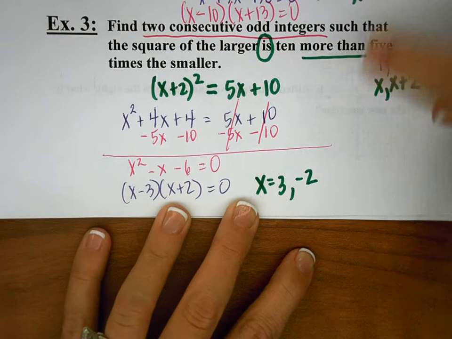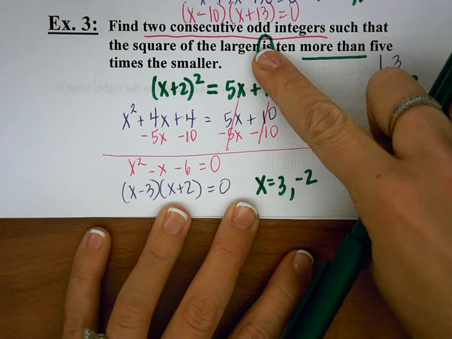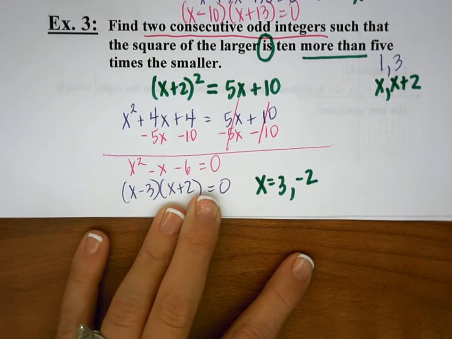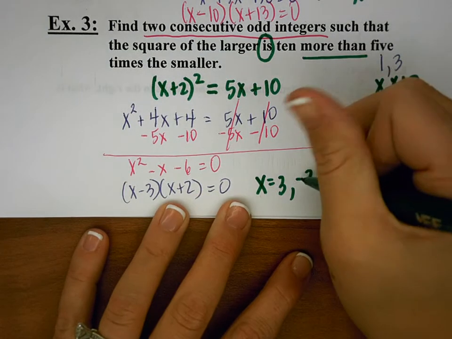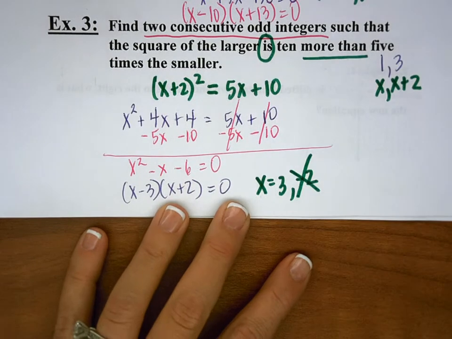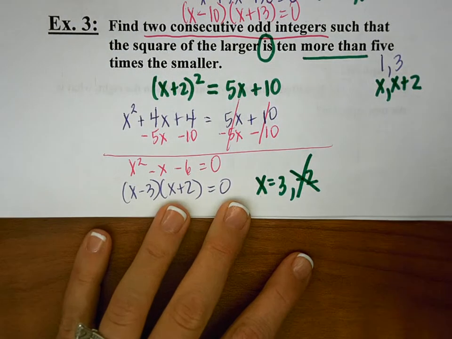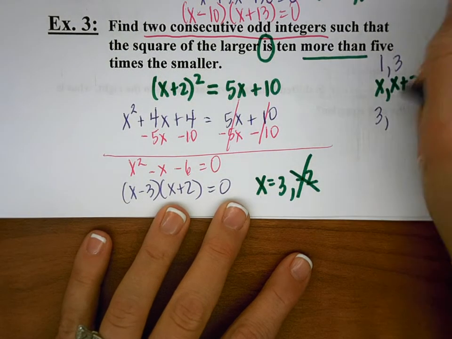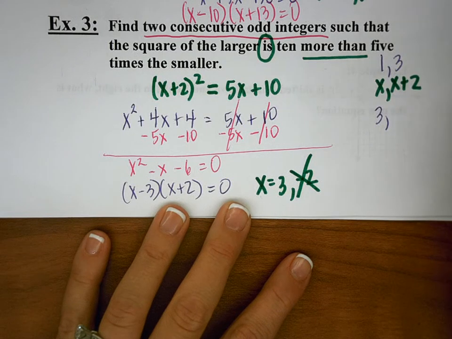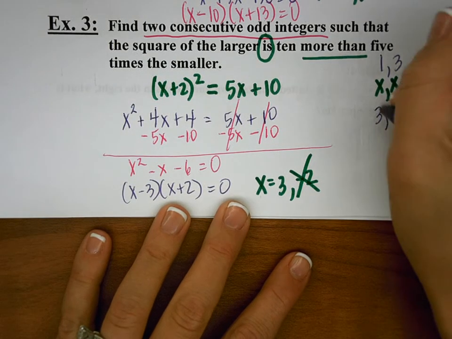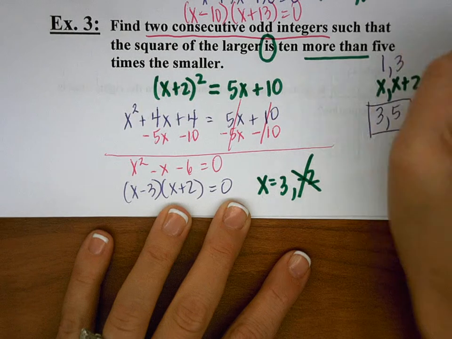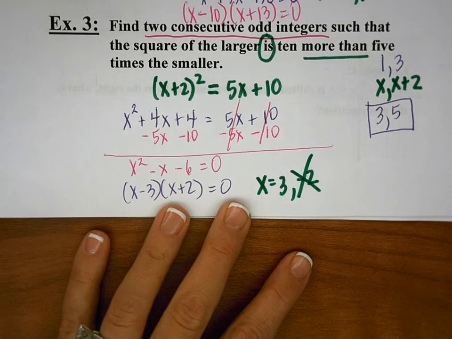So go back to your problem. Find two consecutive odd integers. So out of these choices, which one is odd? 3. 3 is odd, so negative 2 is out. So that means I have 3 for x, and then 3 plus 2 makes 5. So these are my two consecutive odd integers. Questions?